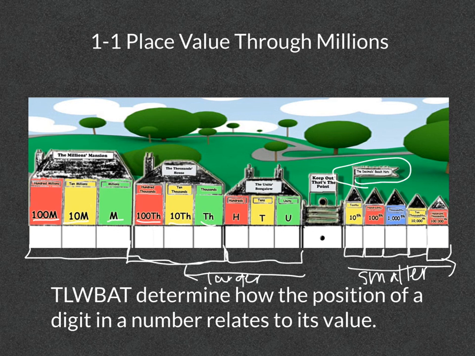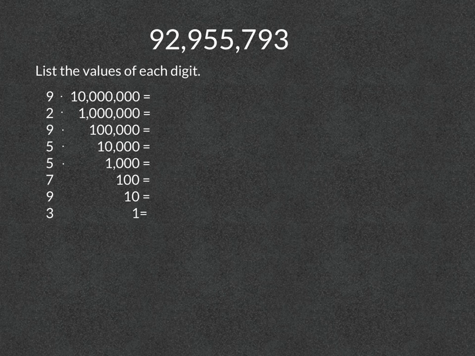All right, let's get started. So the first one we're going to look at is if we have the number. If I were to say this number, I would say 92 million. I kind of like looking at the commas as the first, this one is going to say million, this one's going to say thousand. Okay, so 92,955,793 is the number we have.